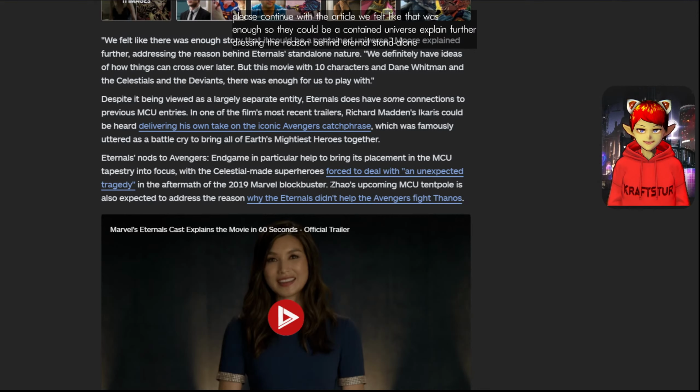We definitely have ideas of how things can cross over later, but this movie with 10 characters and Dane Whitman and the Celestials and the Deviants, that was enough for us to play with. Despite being viewed as a largely separate entity, Eternals does have some connections to the previous MCU entries. In one of the film's most recent trailers, Richard Madden's Icarus could be heard delivering his own take on the iconic Avengers catchphrase, which famously utters at the battle cry to bring all the Earth's mightiest heroes together. So yeah, there's nods and stuff.